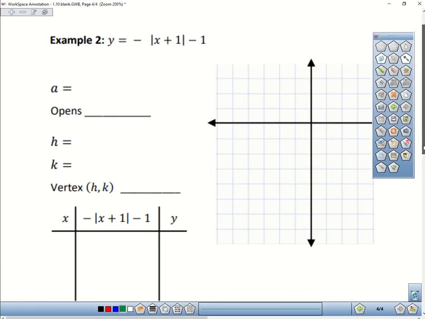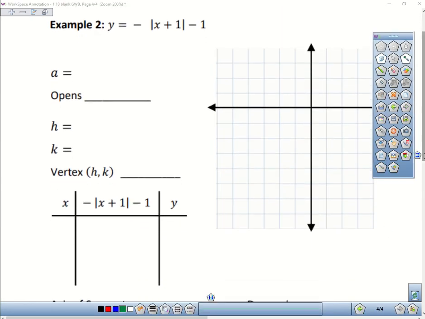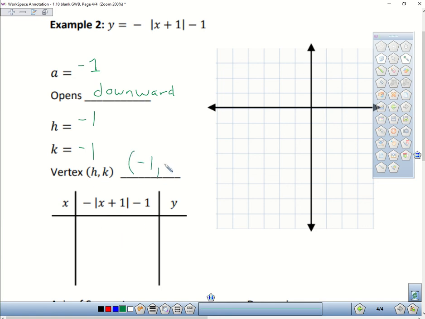Oh, look at this. It's a negative. All right. What's our a value here? Negative 1. Good. And what do you think it's going to do, open up or down? Good, downward. What's my h here? 1. Not 1. Negative 1. And my k? Negative 1. So my vertex is (-1, -1).